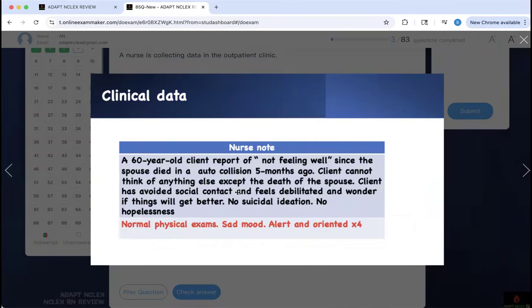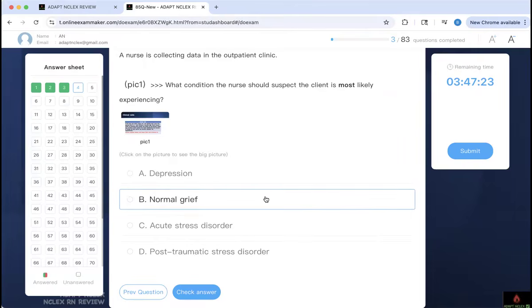Somebody died. And what is the person doing? The spouse died. It's been 5 months after the accident and she still worries about the death. Complaining. I've avoided social contact. I feel like I'm losing everything. I wonder if this is going to get better. But there's no suicide. He has no hope. The patient does not have any hopelessness.